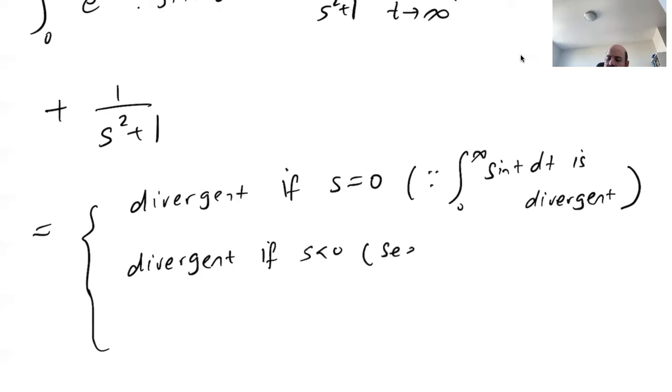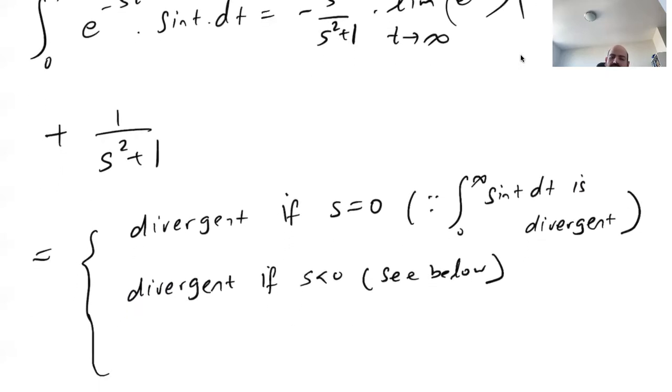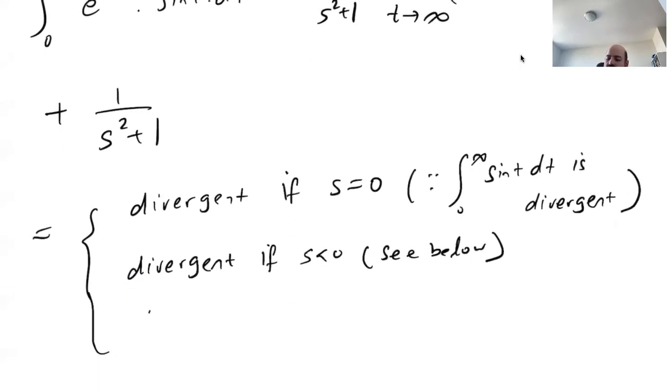If we say C below, I'm going to do the calculation after this. And if s is bigger than 0, it will be convergent, and it will be convergent to 1 over s squared plus 1. So 1 over equals 1 over s squared plus 1 if s bigger than 0. So again, C below.